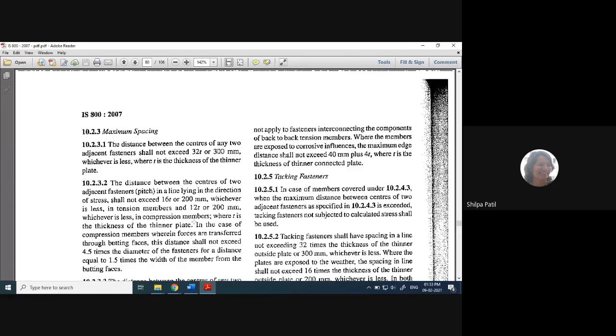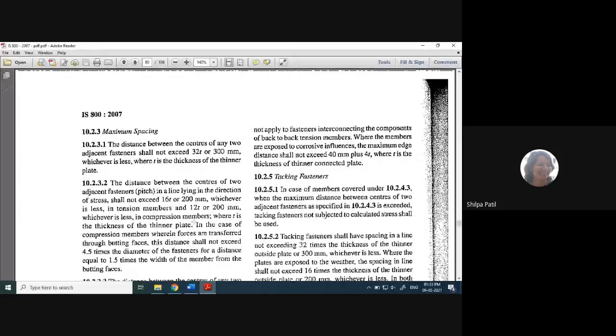Now, what is our case? What is given in the problem description? Do you remember the problem statement? Ma'am, nothing is mentioned. Okay. Only the capacity of the angle section is given, if I guess. Yes, ma'am. So whether it is tension or compression, we don't know.